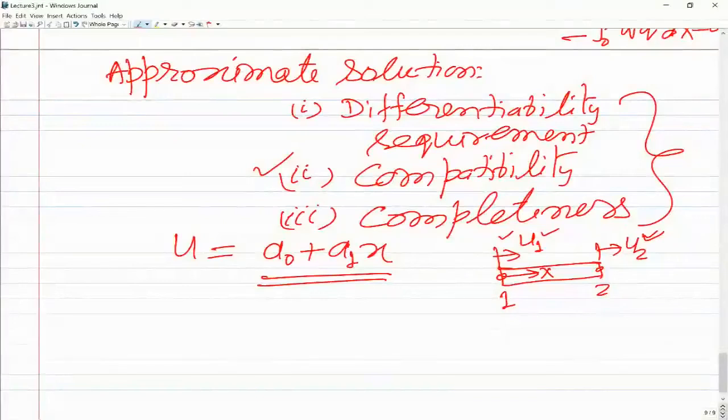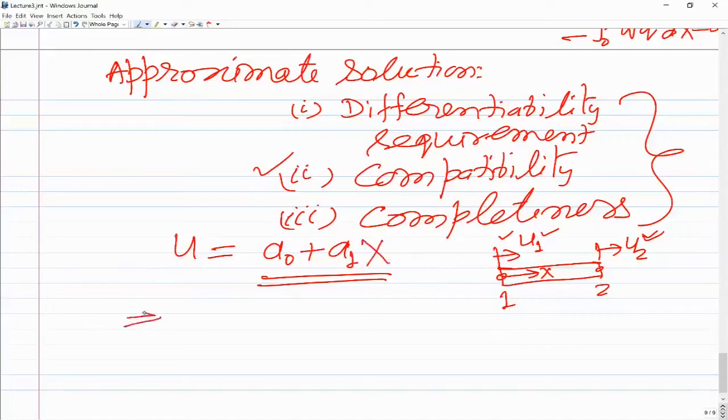Now this approximate solution u equals a0 plus a1x. Let me write it as capital X, not small x. This is capital X because we are writing it in terms of the element local coordinate. So now this is your approximate solution within the element. Before we substitute this in the weak form, we express a0 and a1 in terms of u1 and u2.